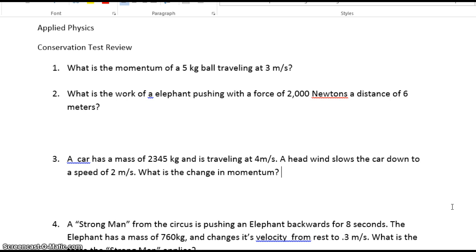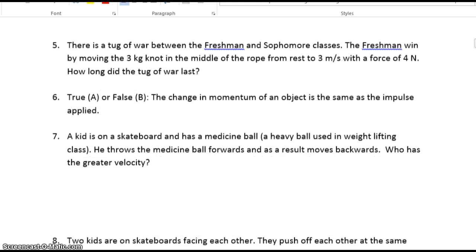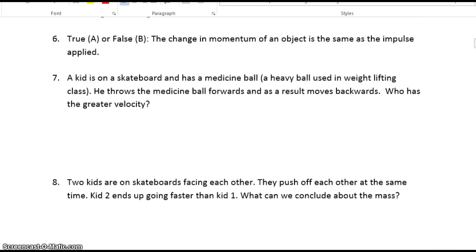We have covered the first couple of questions on the review, so I'm going to scroll down to, let's talk about 6, and we'll go on from there on the review questions. So 6 is a true or false. The change in momentum of the object is the same as the impulse applied. And that is actually true.